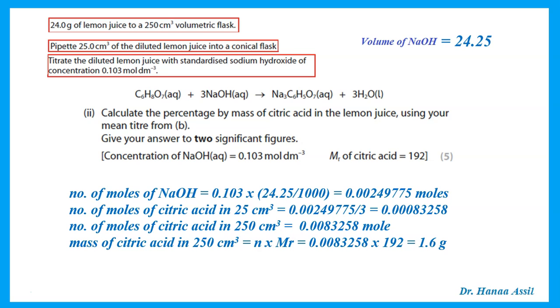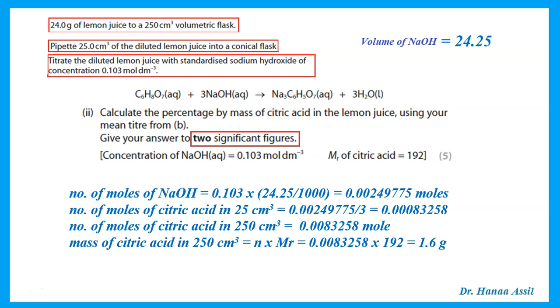We are required to calculate what? The percentage by mass. That would be the mass of the citric acid over the total mass of lemon juice times 100, and we want the answer in 2 significant figures. So our final answer is 6.7%.